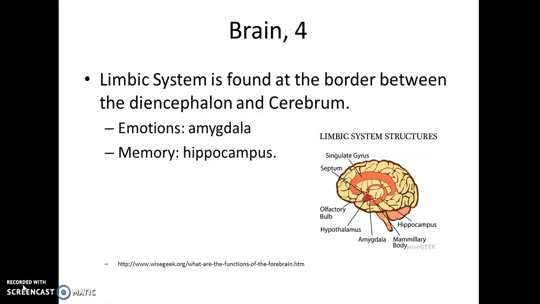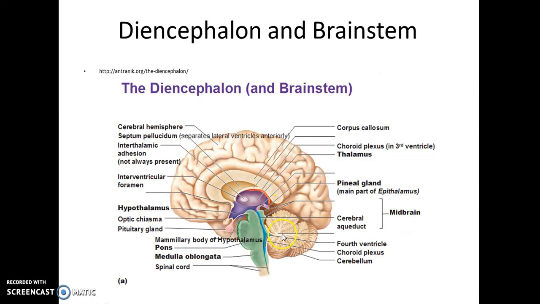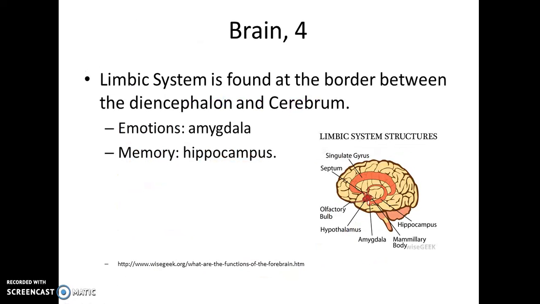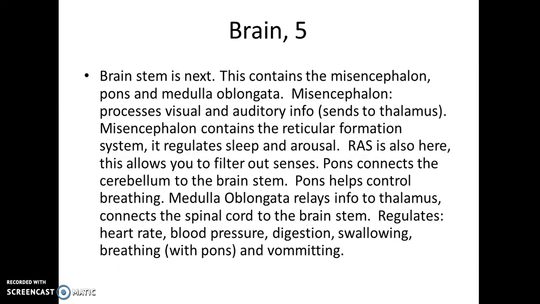The limbic system is responsible for emotions in the amygdala. And the amygdala is located right here. And then we have the hippocampus, which is right around here. Right, amygdala and hippocampus. Amazing. Memory is found in the hippocampus, where emotions are found in the amygdala.